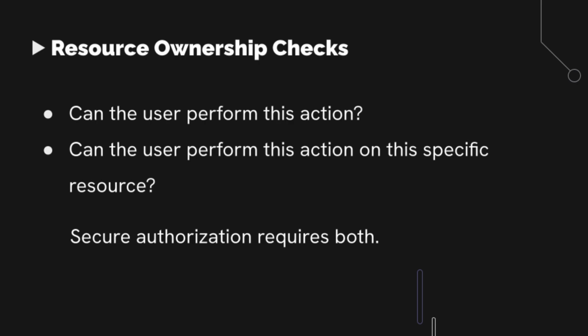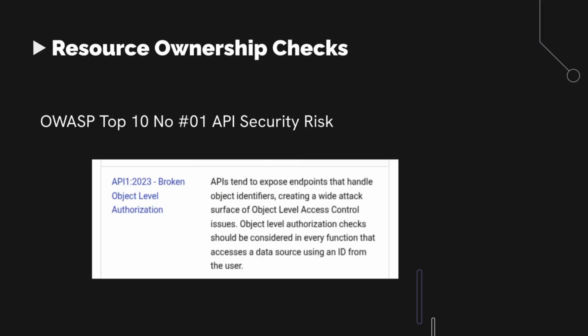Think of authorization as answering two separate questions. First, does the user have permission to perform this action? And second, does the user have permission to perform this action on this specific resource? Many authorization vulnerabilities happen because developers only answer the first question and forget the second. Resource ownership checks are one of the most effective defenses against broken object level authorization.